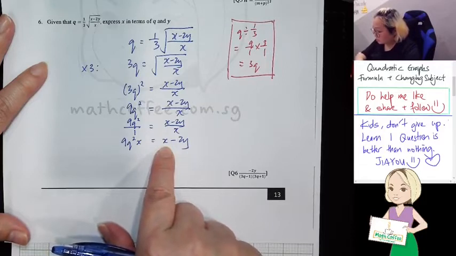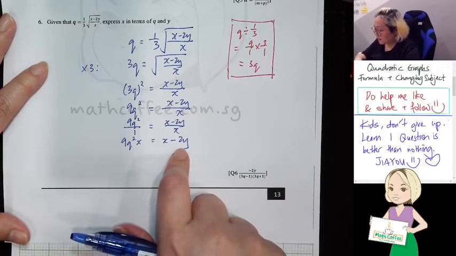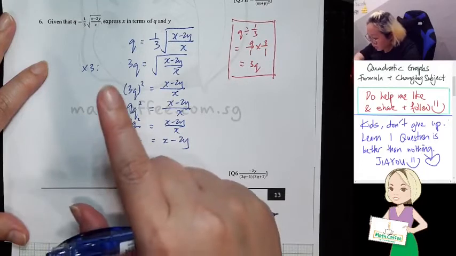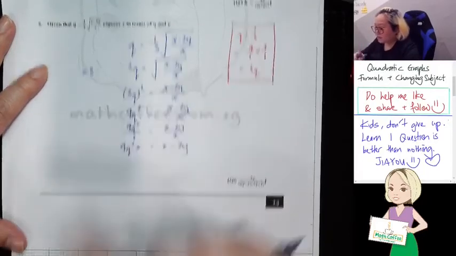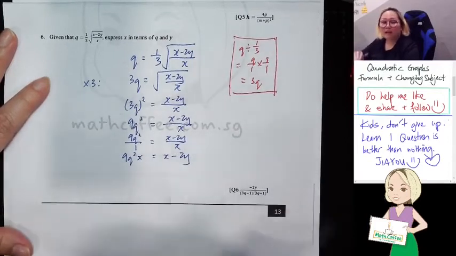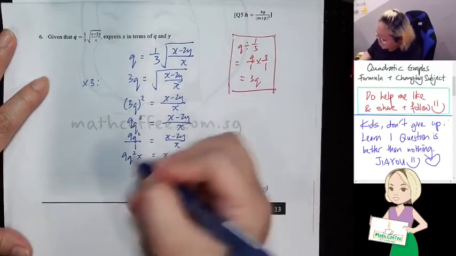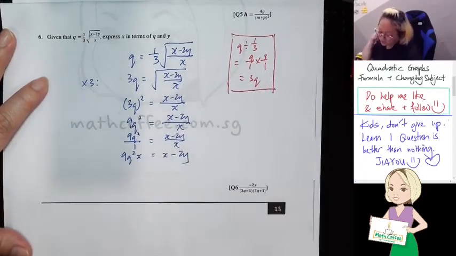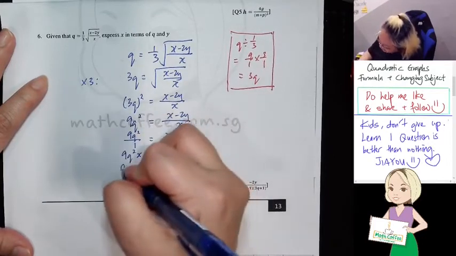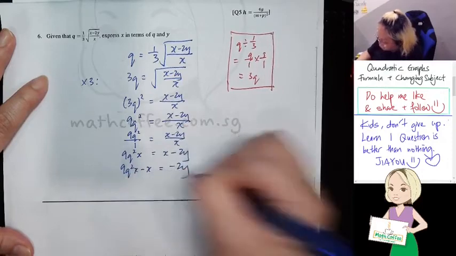Plus 2y to the left. No. Move x over. Yes. Shift all the terms with x to the left. Well done. Okay. Remember, we want x as a subject. So bring all the terms with the x to the left hand side. The terms with no x keep on the right hand side. So I'm going to bring the x over. 9q squared x minus x equals to minus 2y.